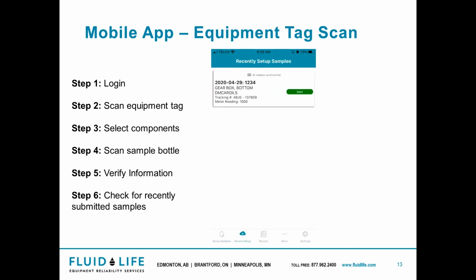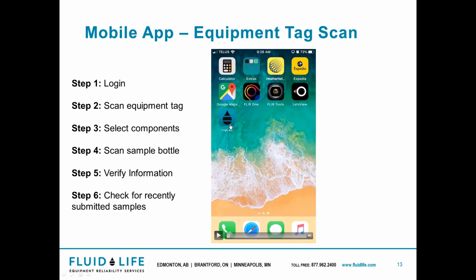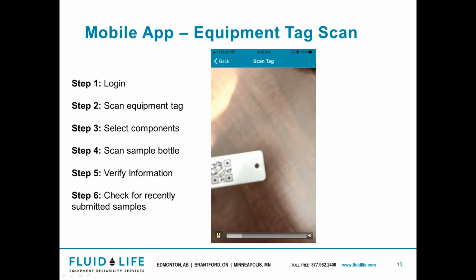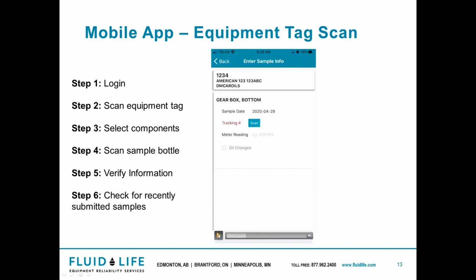So I'm going to play that again for you guys so you can see it in a slower way, and I'll walk through it. So right now I'm going to click on this myLab app on my phone. And then the next step is you click on this button here to scan your equipment tag. It's fairly quick, so you scan it there.